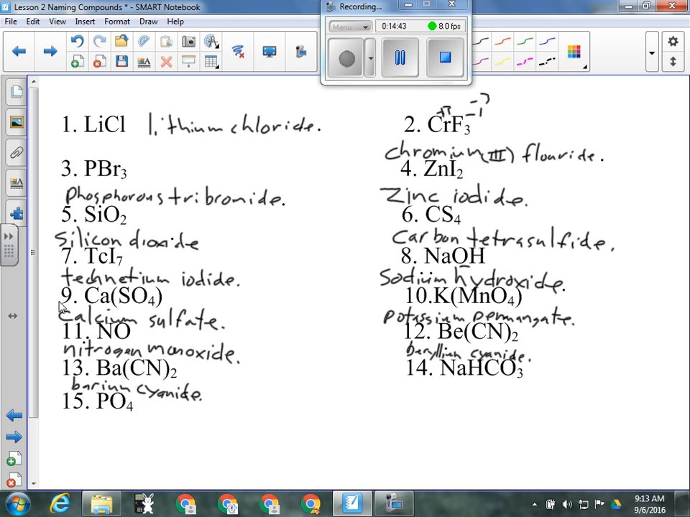Okay, and 14, we actually did that one as our example last week. That's baking soda, but don't write baking soda. Okay, it's sodium hydrogen carbonate.